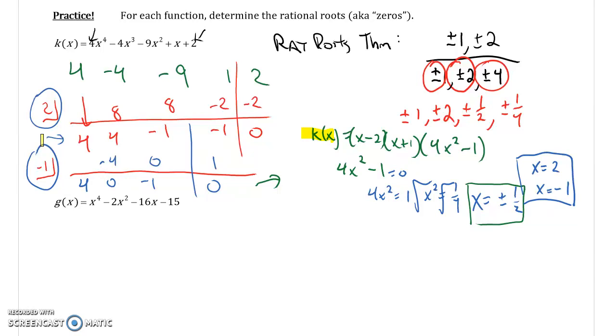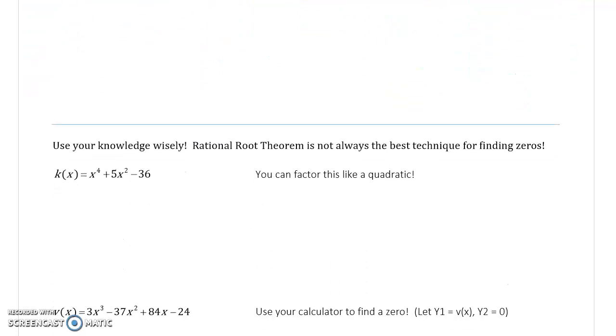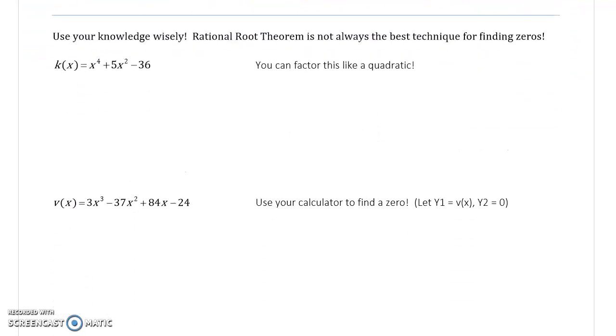So you and I and anybody else should all get the same answers. So try it with g of x, and then I want you to go ahead and notice that sometimes you may not want to use the rational root theorem and synthetic division. Something like k of x, this looks like a quadratic, so I could actually go ahead and factor this. Now you could use synthetic division, and that's fine, but you don't have to all the time. Something like v of x, hey, maybe I'm going to use my calculator. I can graph v of x, and then I can graph y2 equals 0, find an intersection, right? I only have to find one, because I can then use synthetic division to get from a degree 3 to a degree 2.